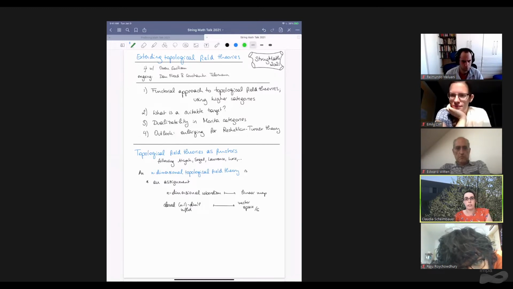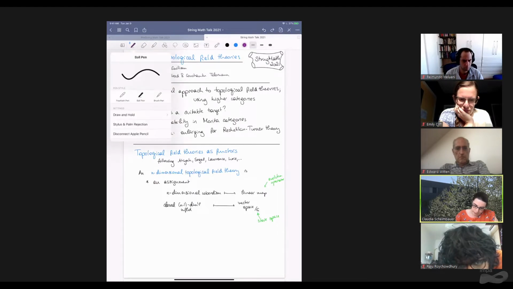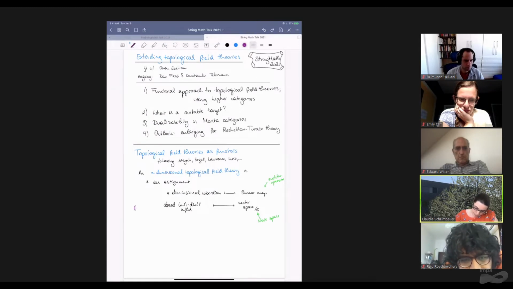In this audience, I'm sure this is not new, but what you should think of this is the state space, and this is the evolution operator. Let me draw a picture. What are the closed n minus one dimensional manifolds in dimension two? They're just circles. And then an n-dimensional cobordism.